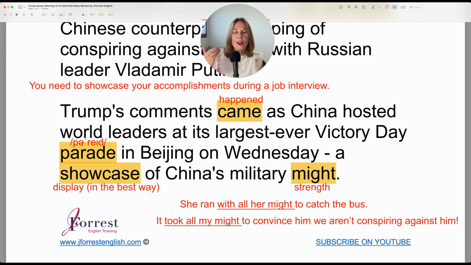So in this case, it's not physical strength, but it is very commonly used. So if you're having a debate or a discussion, or even during a job interview, it's not physical strength. It might be emotional or mental strength.